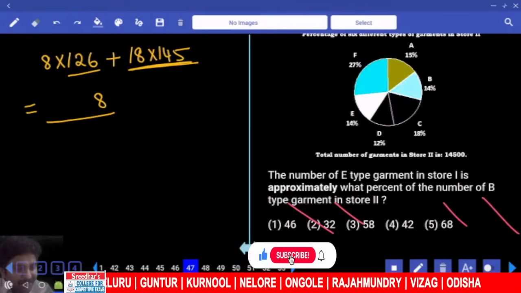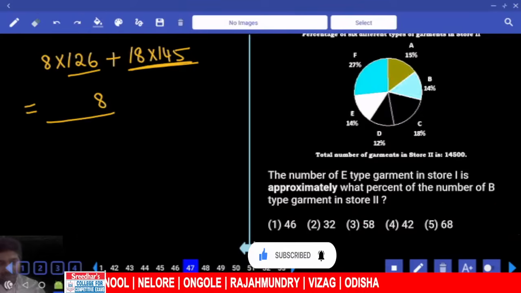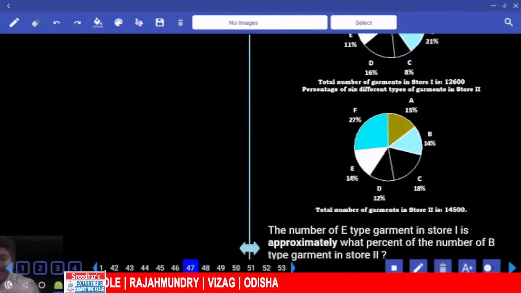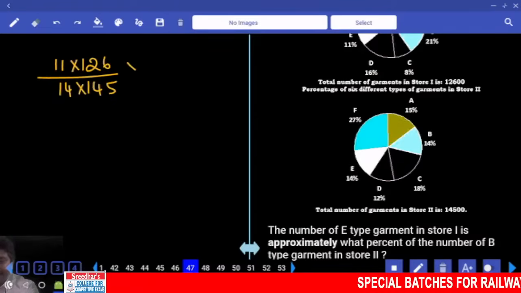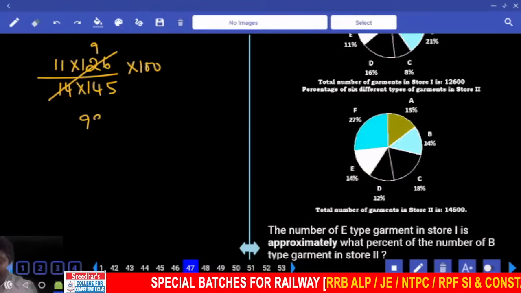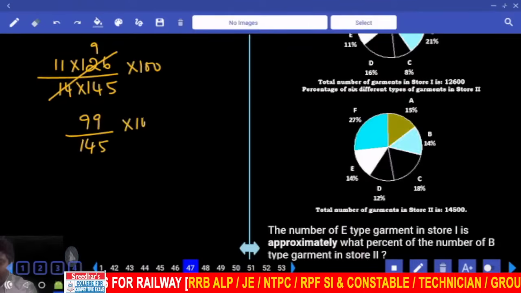Number of E type of garments in store 1 is approximately what percent of number of B type of garments in store 2? E type in store 1, 11%. 11 into 1% value is what percent of B type in store 2? B type 14, 1% value 145, percentage into 100. 14 9 times. Numerator 99, denominator 145 into 100.